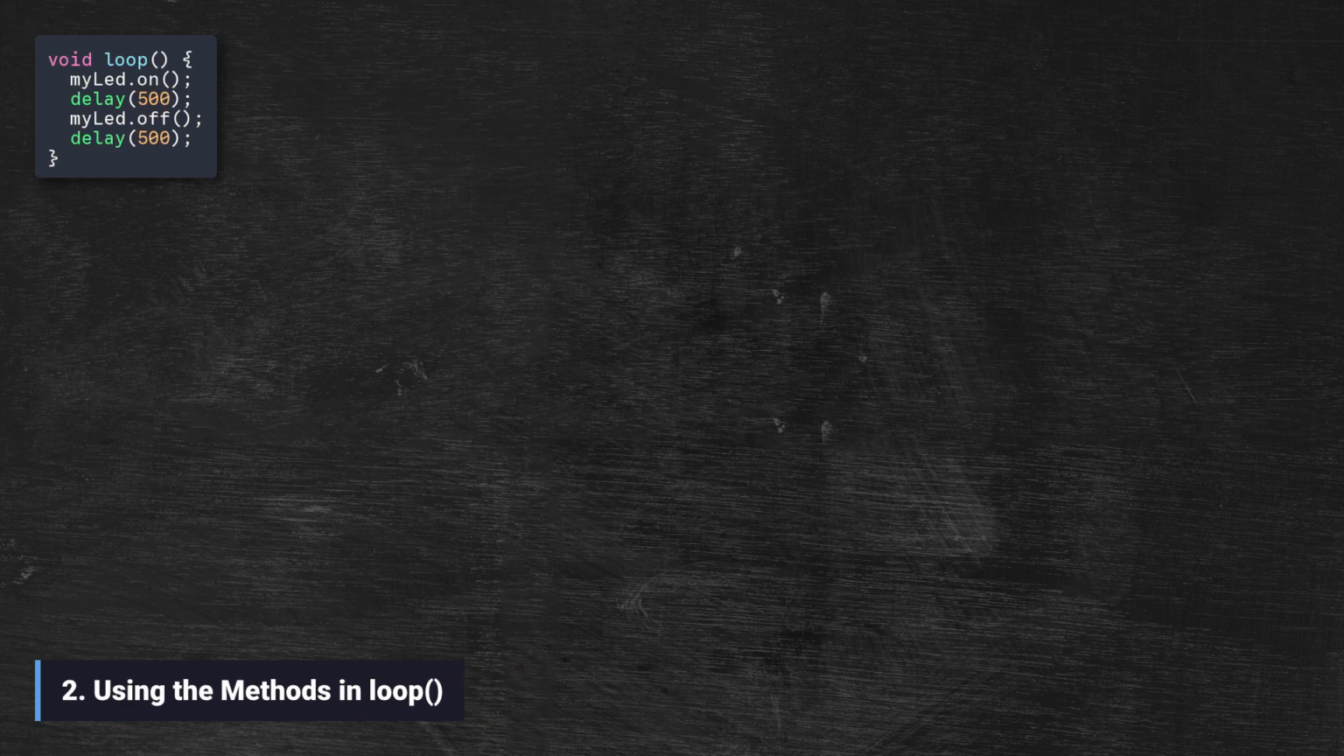Now, look how clean our loop becomes. We simply call myLED.on, wait for 500 milliseconds, then call myLED.off. We don't have to worry about the pin number or the digitalWrite command anymore. The object handles everything internally.